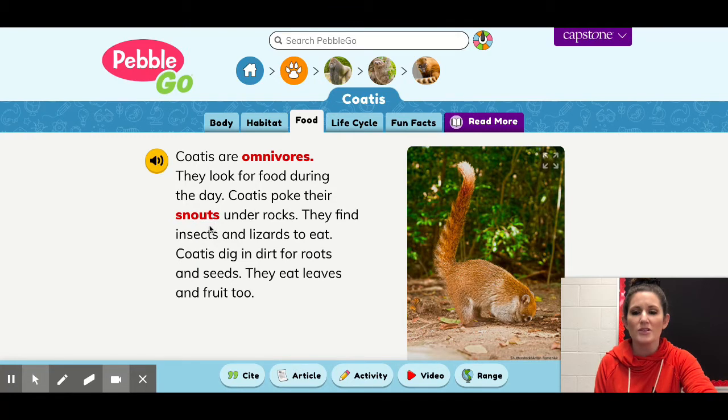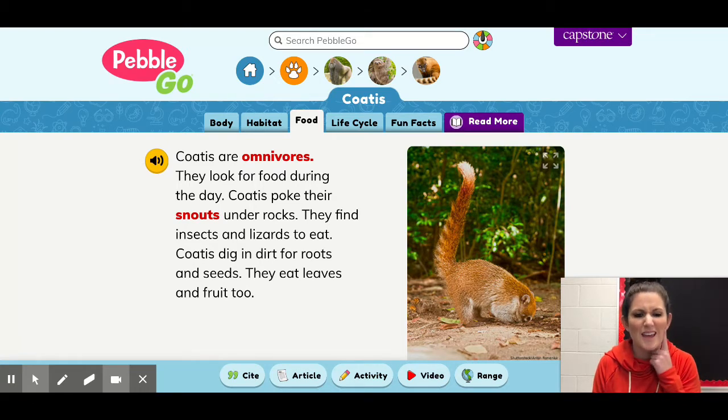Coatis poke their snouts, their nose, under rocks. It looks like they're doing something in that picture. They find insects and lizards to eat. Coatis dig in dirt for roots and seeds. So I wonder if that's what it's doing in this picture, is digging for roots and seeds. They eat leaves and fruit too.